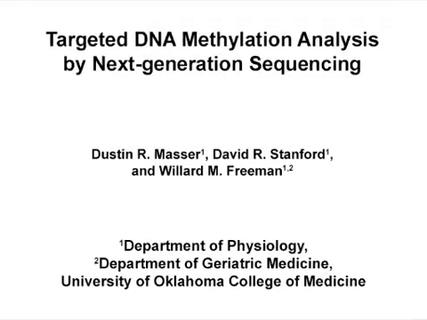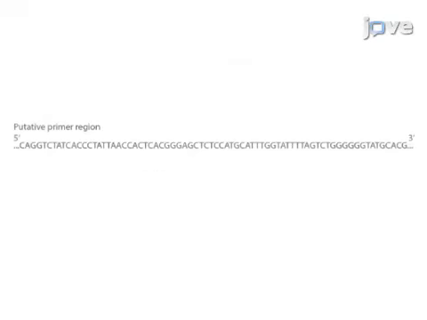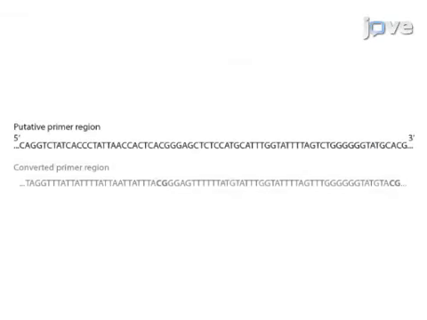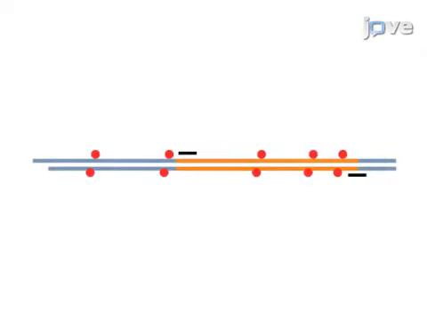The overall goal of this procedure is to quantify CpG methylation in targeted regions of interest out of genomic DNA isolated from tissue or cells of interest. This is accomplished by first designing bisulfite-specific PCR primers to amplify regions of interest from bisulfite-converted genomic DNA.